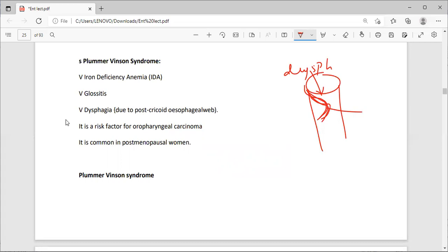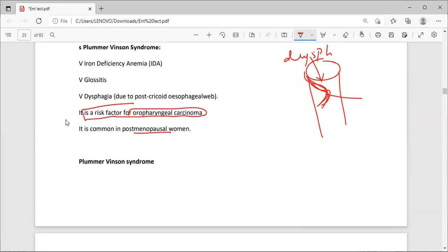It is a very common risk factor for oropharyngeal carcinoma, so you have to exclude the risk. It is common in postmenopausal women because they are lacking iron.